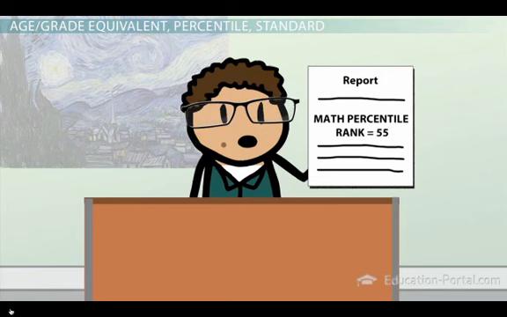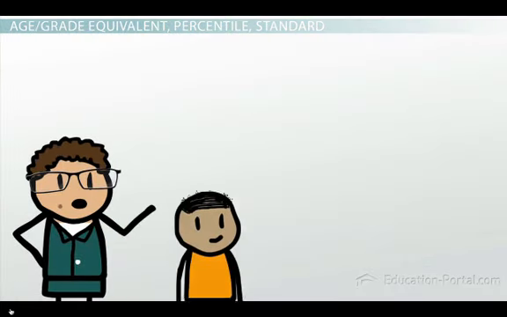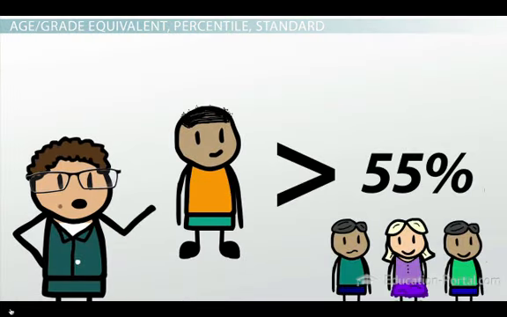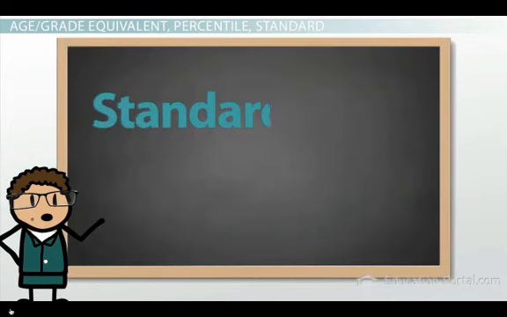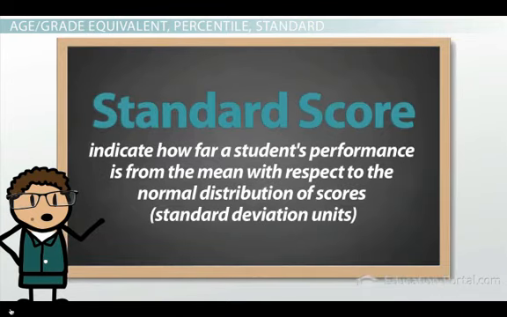For example, let's look at your child's percentile score on a recent math standardized assessment. The percentile indicates he scored a 55. This means that he scored better than 55% of other students taking the same assessment. The final type of norm reference scoring is standard score. These scores indicate how far a student's performance is from the mean with respect to the normal distribution of scores, also referred to as standard deviation units.